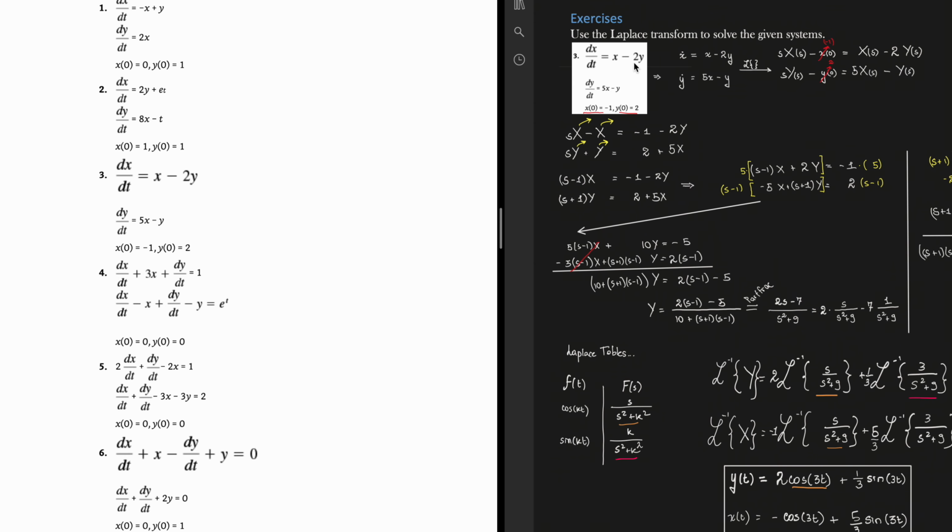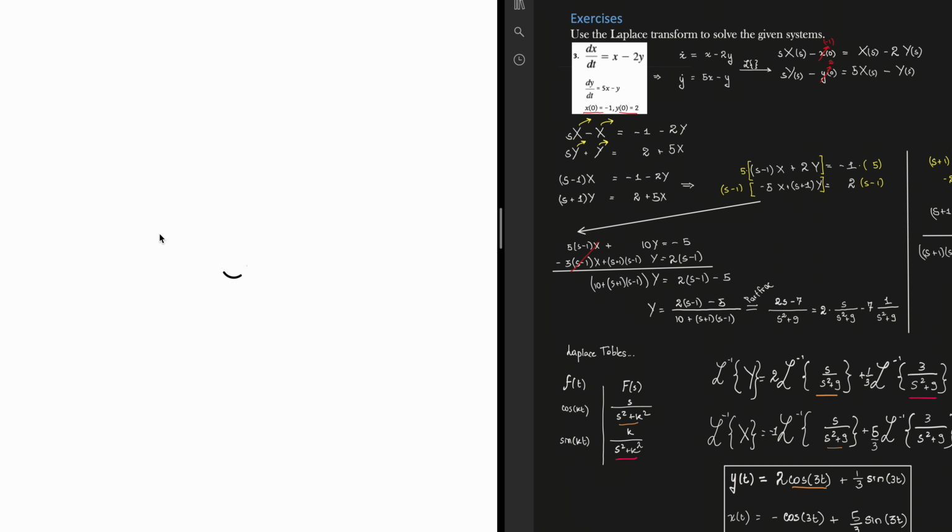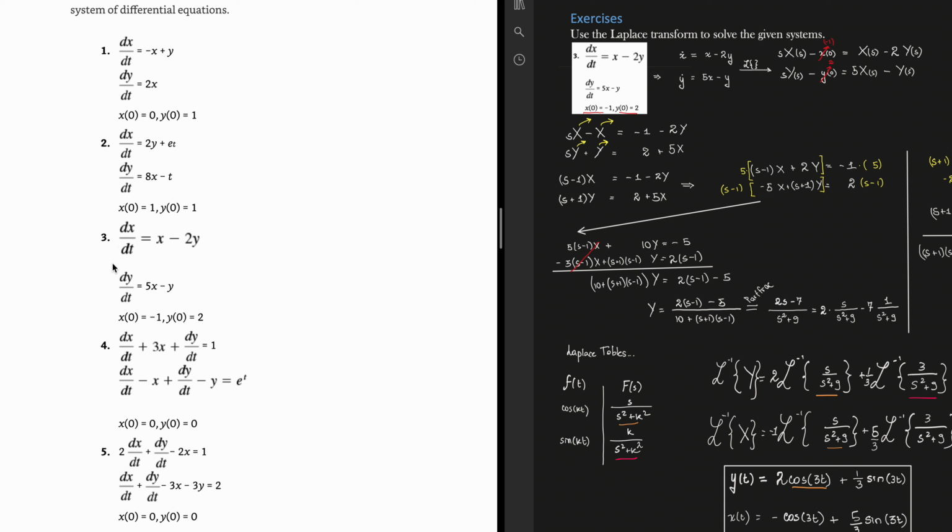We did in part A this problem right here. Maybe you can read it a little bit better in here. And this was our problem with the initial conditions. And this is how we did it by hand.